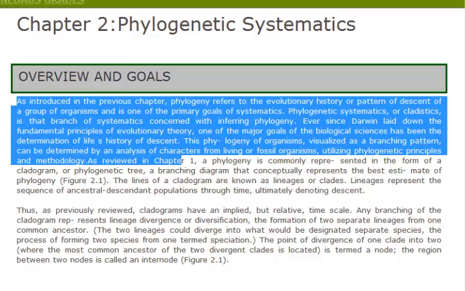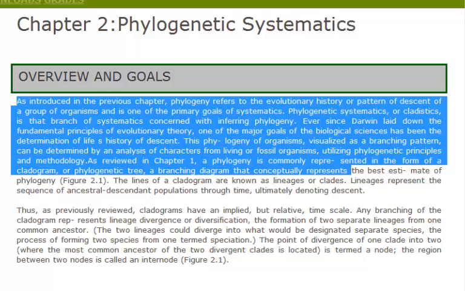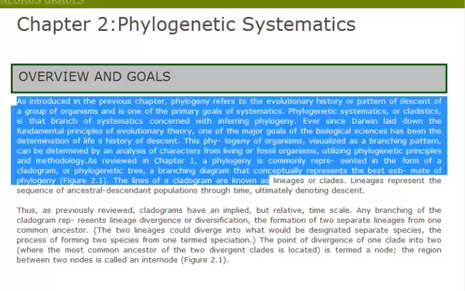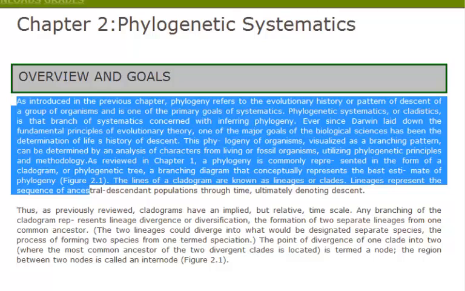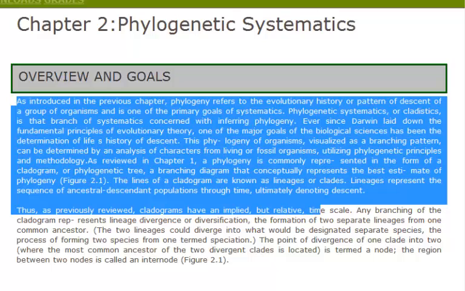As reviewed in Chapter 1, a phylogeny is commonly represented in the form of a cladogram, or phylogenetic tree, a branching diagram that conceptually represents the best estimate of phylogeny. The lines of cladograms are known as lineages or clades. Lineages represent the sequence of ancestral-descendant populations through time, ultimately denoting descent. Thus, as previously reviewed, cladograms have an implied but relative time scale.